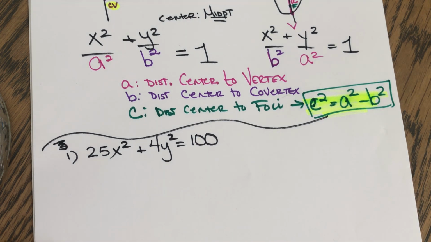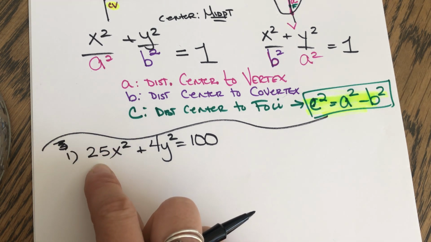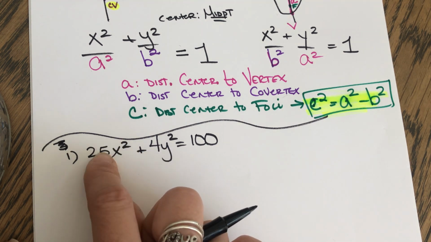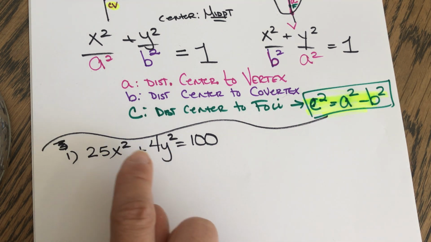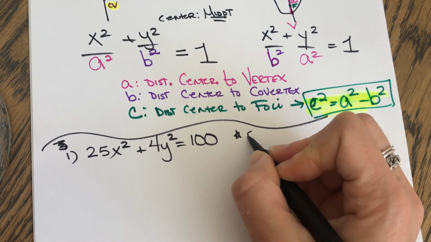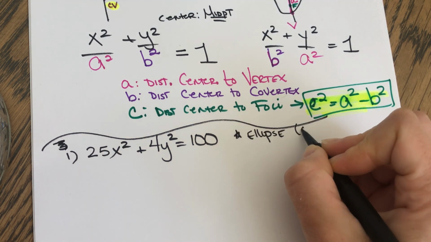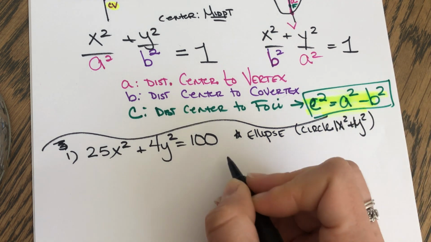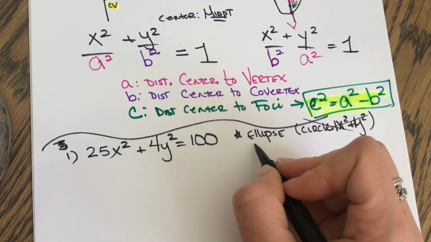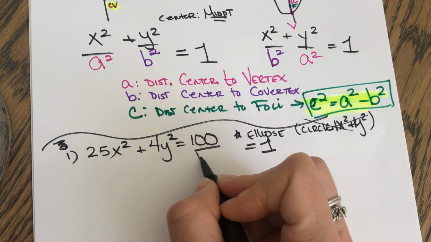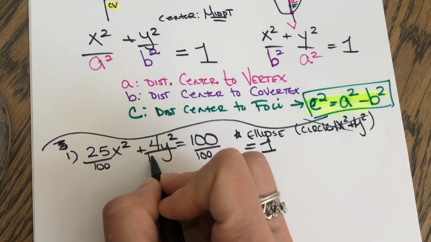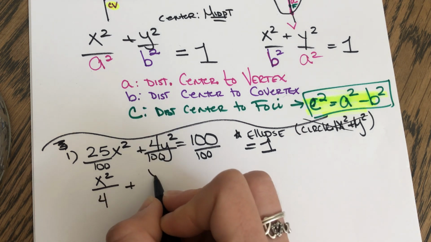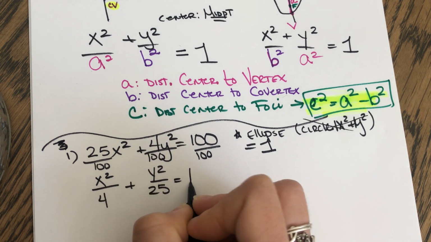All right, so first thing, could it be a circle? No, because I cannot divide these x squared and y squared by the same number to make them equal 1. Remember, a circle has to equal 1. So this must be an ellipse. So again, write that down. For a circle, your x squared must be 1, your y squared must be 1. Not happening here. And an ellipse, it must equal 1. So always just look at what you're dividing this by. So you got that? So we have x squared over 4 plus y squared over 25 equals 1.